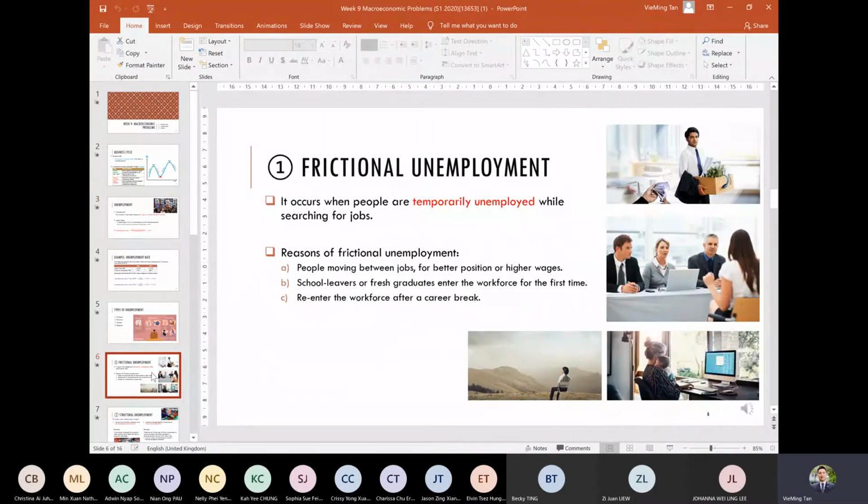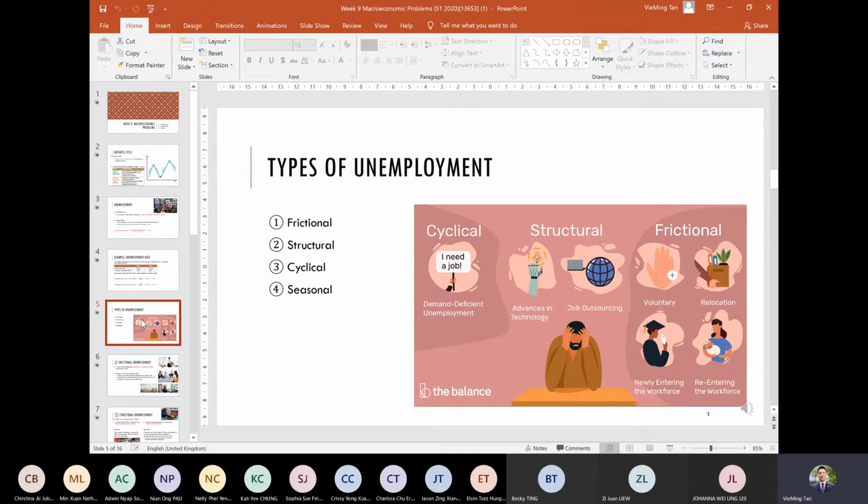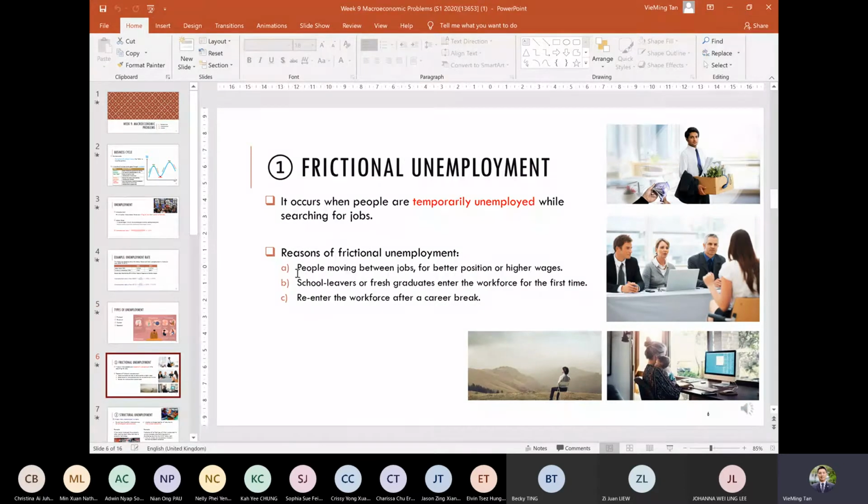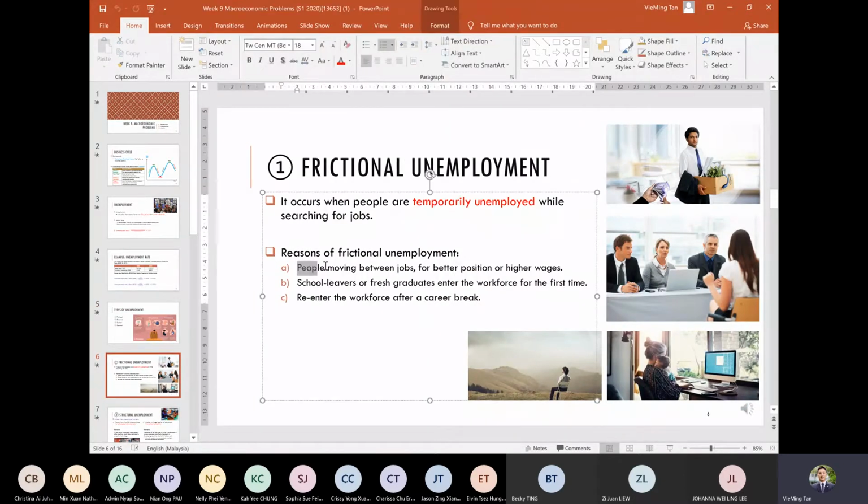Okay, so in the last lesson, we already learned four types of unemployment, namely frictional, structural, cyclical, and seasonal. Frictional unemployment refers to those people who are temporarily unemployed only, but they are looking for a job after a certain period of time. They just want to take some time to find a more suitable job, in terms of a better position or higher salary.